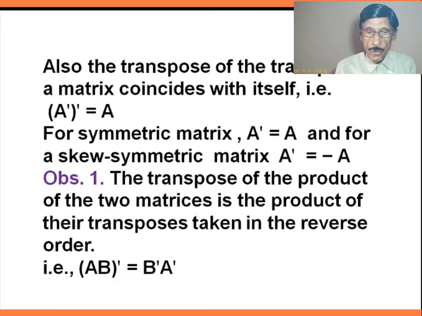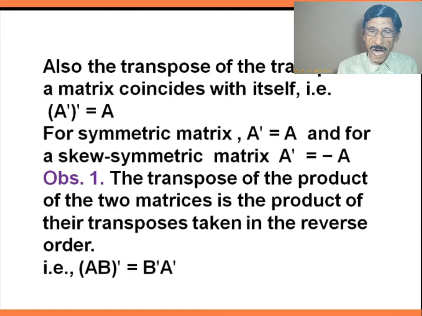Observation number 1. The transpose of the product of 2 matrices is the product of their transposes taken in the reverse order. That means transpose of AB is equal to transpose of B by transpose of A.